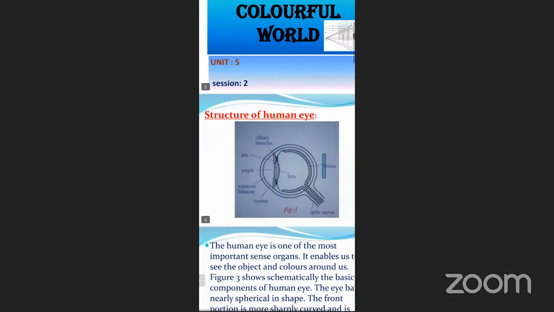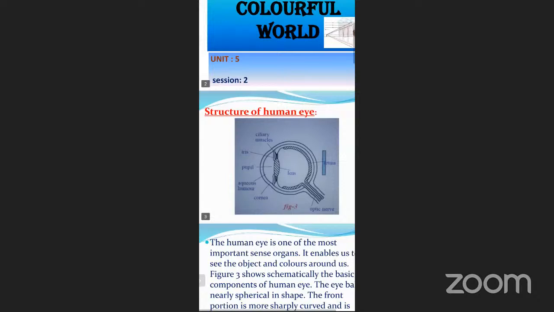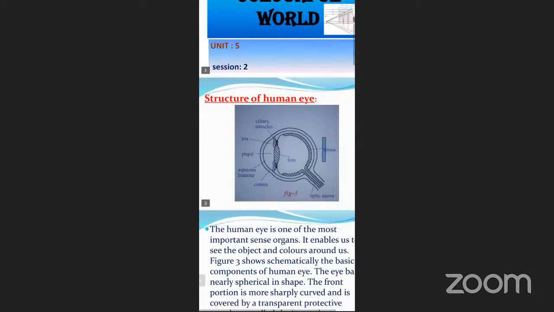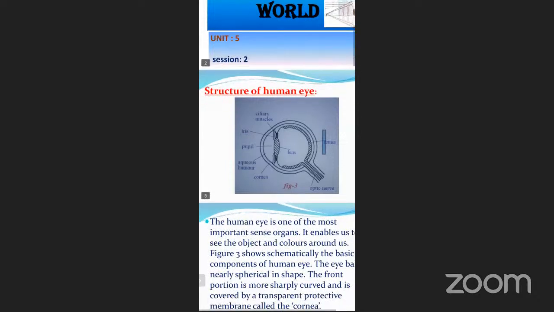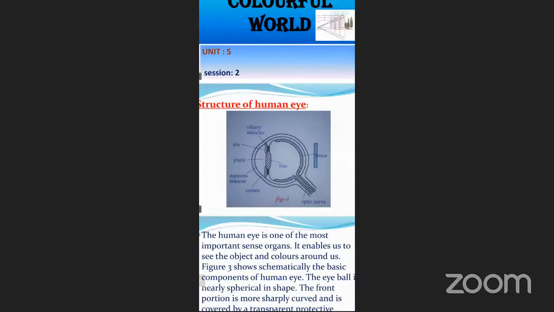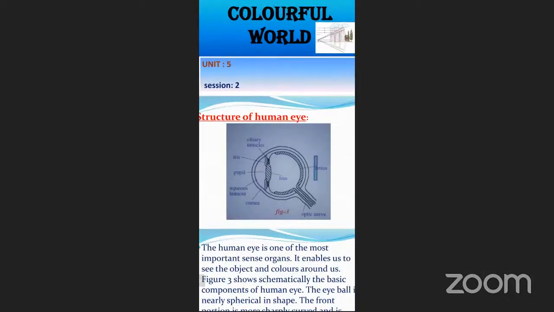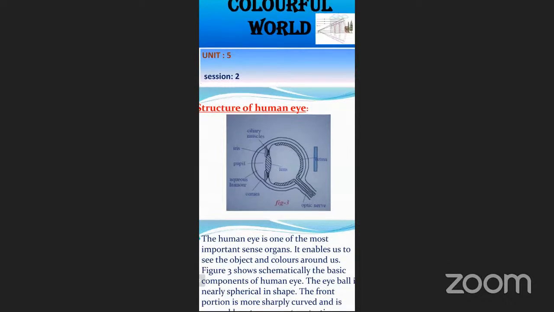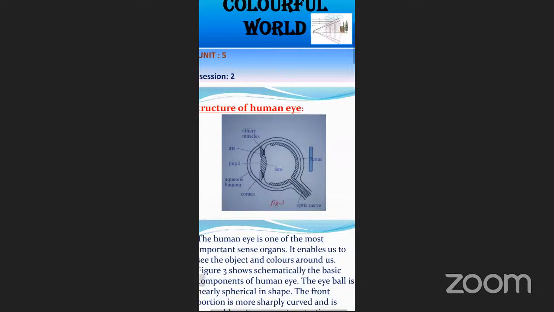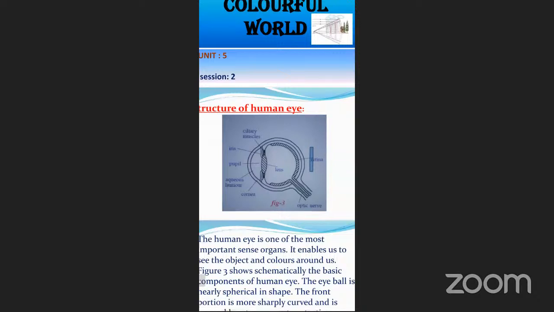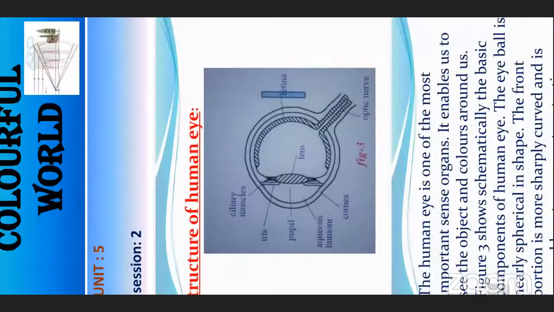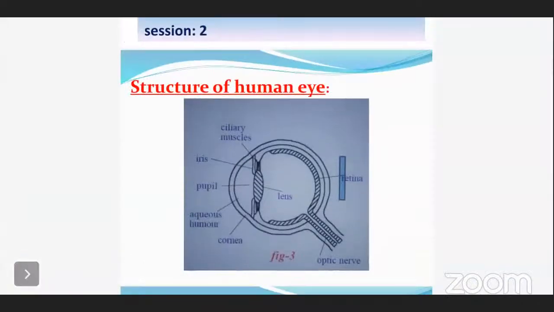Next, we have discussed the structure of the human eye in the previous class. See the figure. The components we have discussed are ciliary muscles, iris, pupil, aqueous humor, lens, retina, and optic nerve. First, the cornea is a sharply curved surface. It looks like a spherical shape.